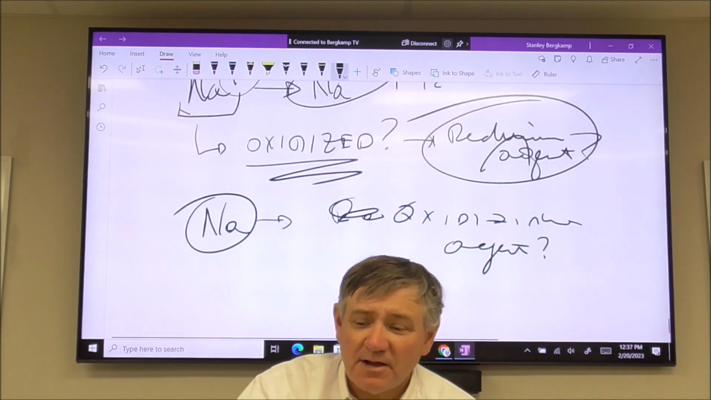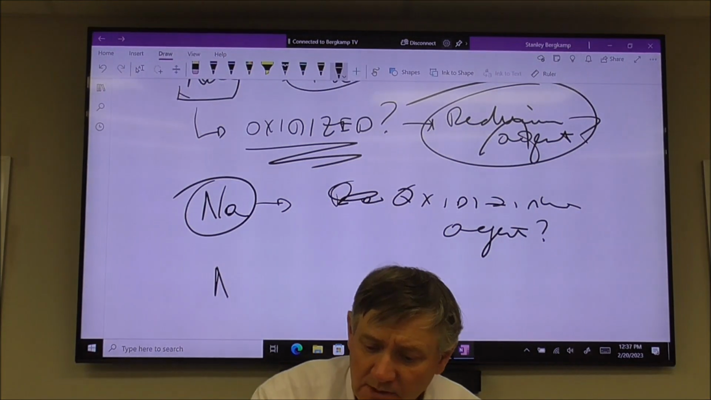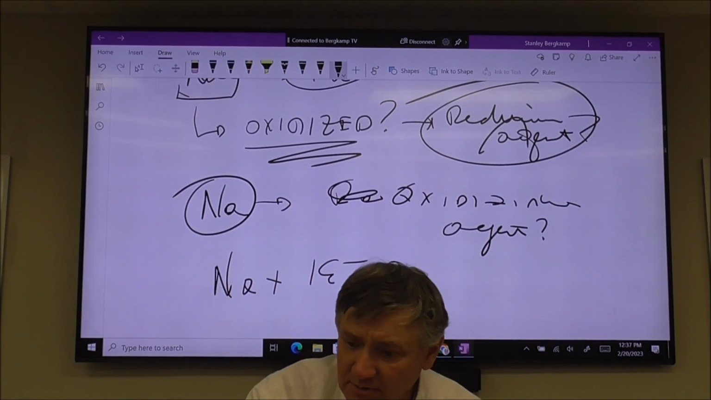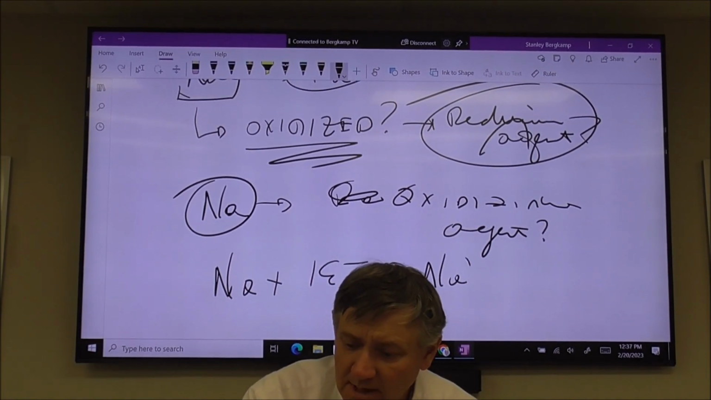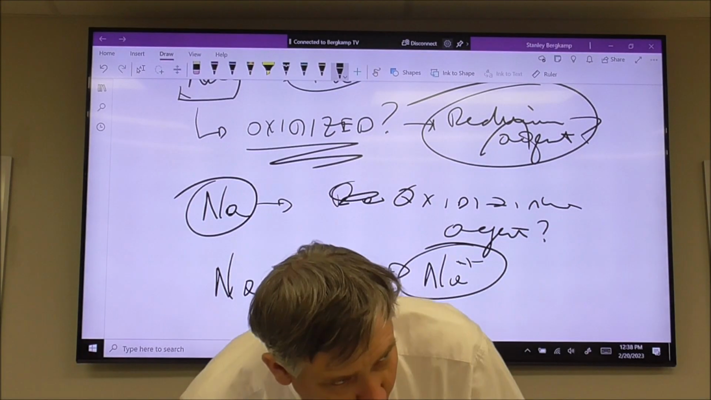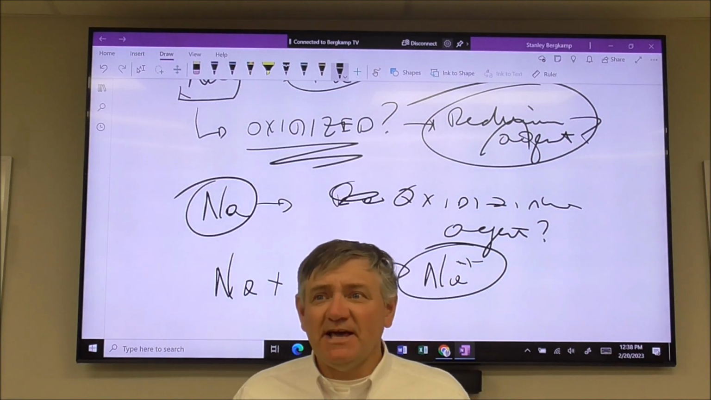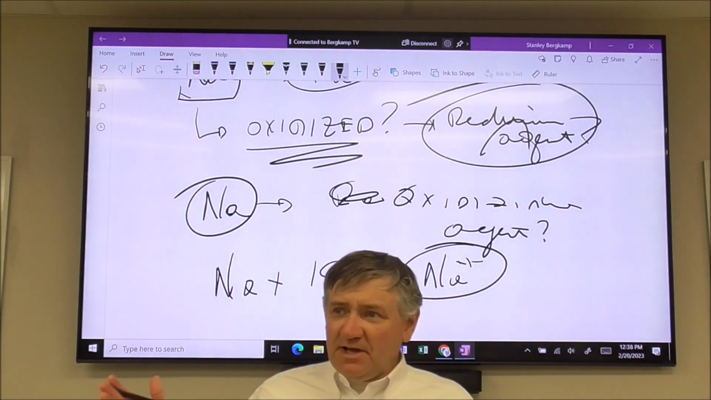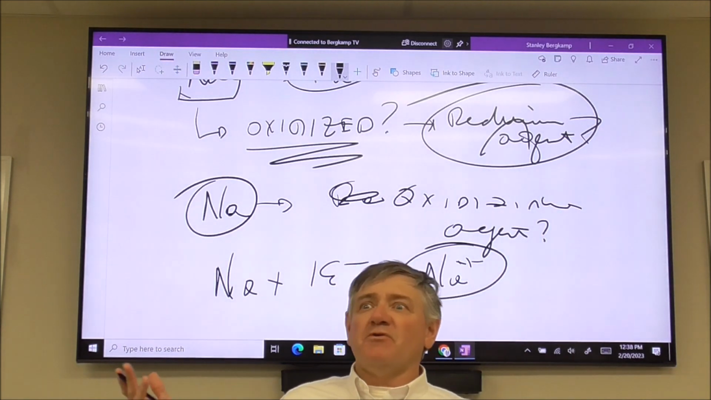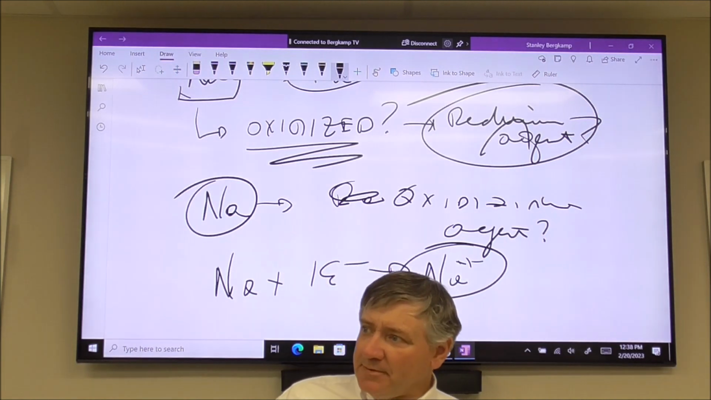Because if it was a good oxidizing agent, what would elemental sodium do? It would gain an electron and turn into Na1-. Do you ever see Na1-? No. Do you know why? It's not stable. It already has one outer shell electron that it wants to get rid of. It's not going to get another one, because then it's like, oh great, now I have twins that I really don't like anyway. So it's not going to happen.